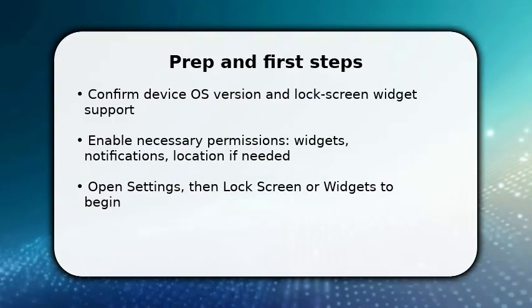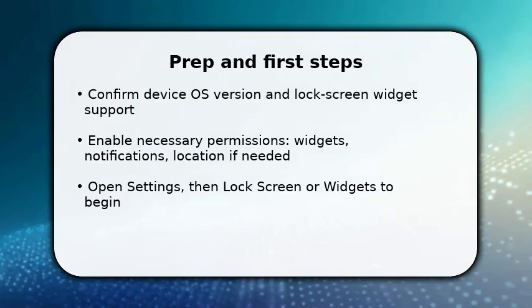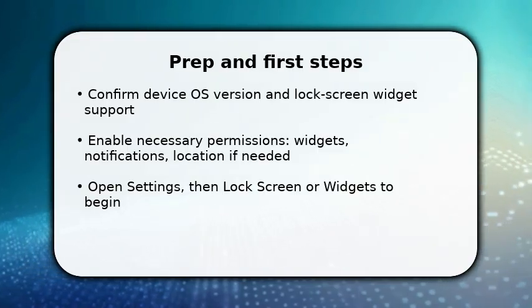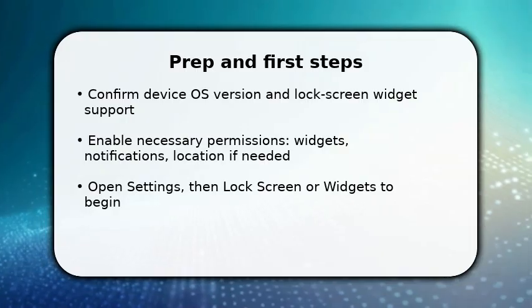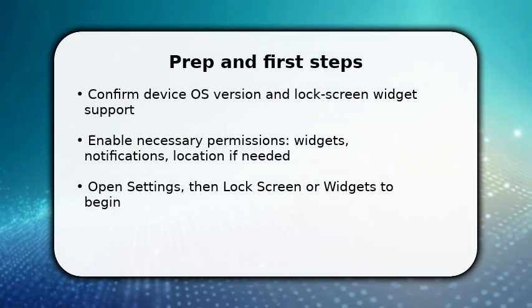You'll start by verifying your device supports lock screen widgets and granting the necessary permissions. Once done, open Settings and go straight to Lock Screen or Widgets. Tap Add or Edit to start placing a widget. You want to pick one that actually benefits quick glance use.